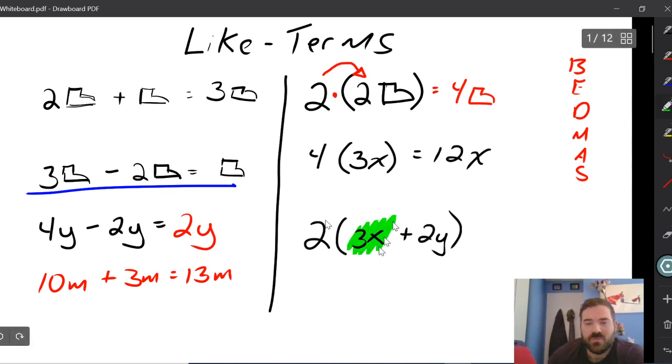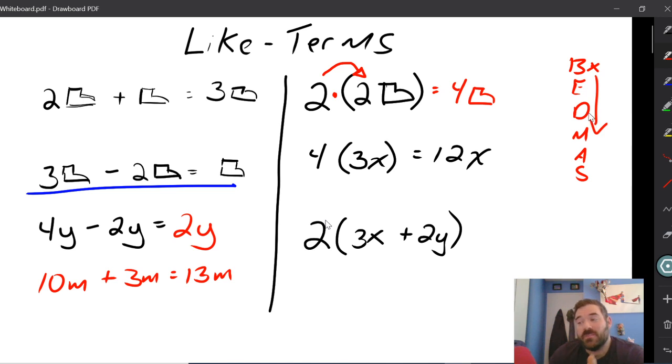This 3x plus 2y is inside the brackets, but I can't do what's in the brackets because these are not like terms. And because they're not like terms, I'm sort of stuck right here, and I can't go any further. But we have this method called distributive property where I can sort of bypass BEDMAS. I have a cheat that I can get away with as long as I follow this simple rule.